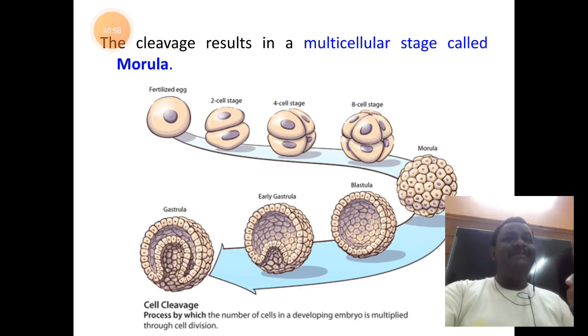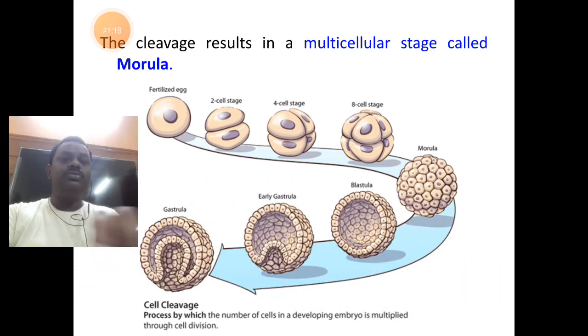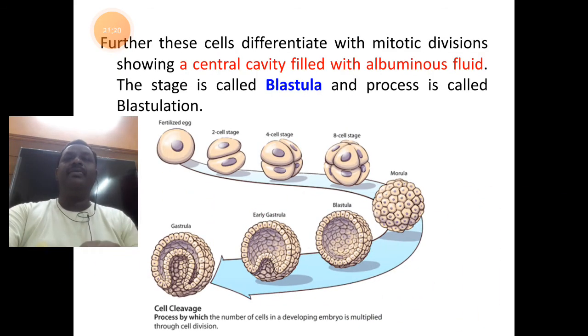Also, the stage of cleavage results in a multicellular stage, that is, the unicellular zygote is now turned into a multicellular stage, which we call morula. Morula refers to a mass of cells. This morula stage of the developing embryo will now show a central cavity in this mass of cells called blastocoel, with a layer of outer cells, or cell cover, which we call blastoderm.